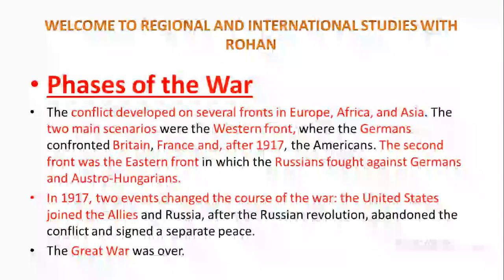And in 1917, two events changed the course of the war. The United States joined the Allies, and Russia, after the Russian Revolution, abandoned the conflict and signed a separate peace. So the Great War was over.